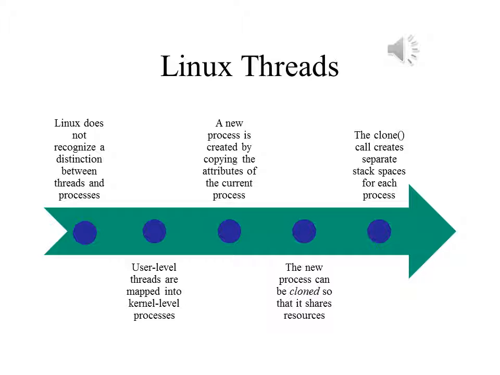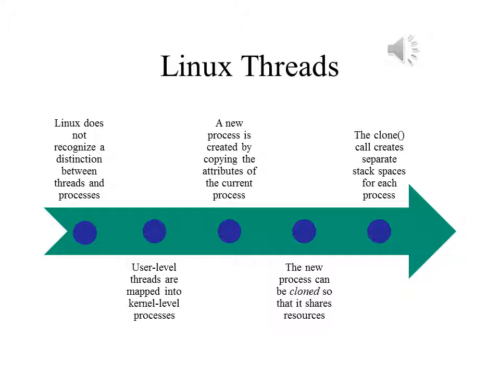Multiple user-level threads that constitute a single user-level process are mapped into Linux kernel-level processes that share the same group identifier. This enables these processes to share resources such as files and memory, and to avoid the need for a context switch when the scheduler switches among processes in the same group.